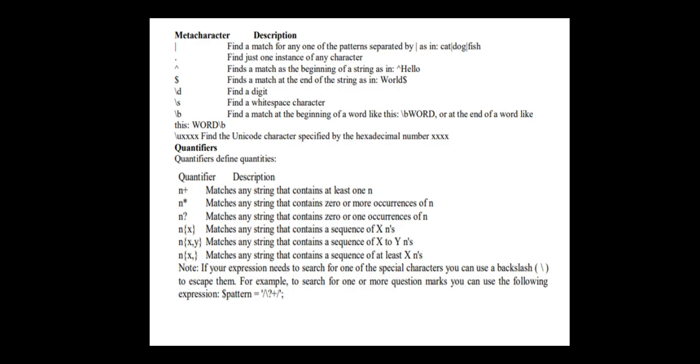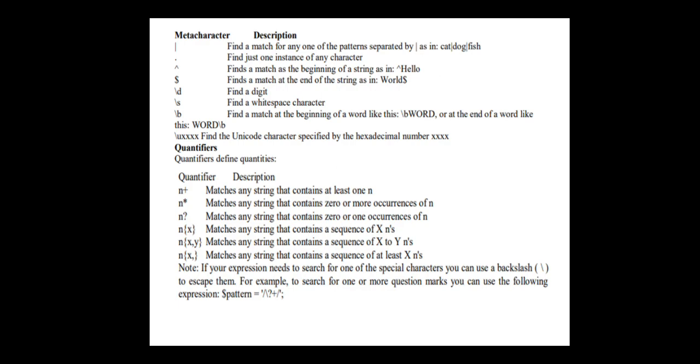Then \d finds a digit. \s finds a white space character. \b finds a match at the beginning of a word, like \bWord, or at the end of a word, like Word\b. And \uxxxx finds the Unicode character specified by the hexadecimal number.